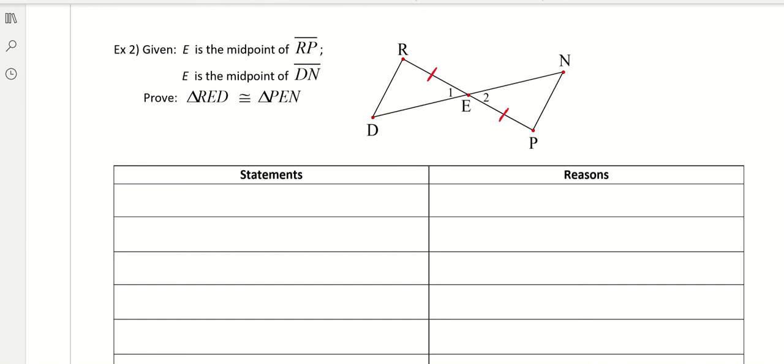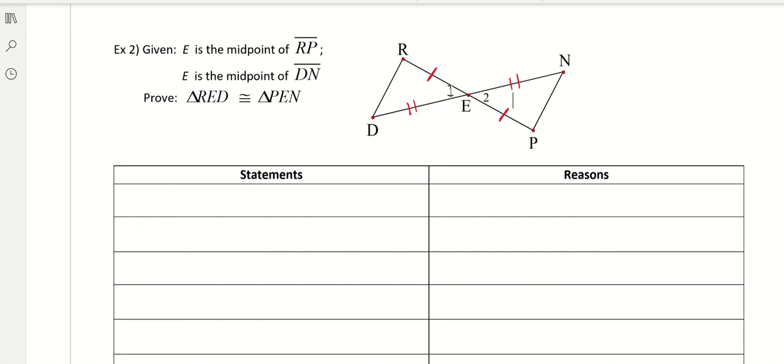Our other given information, E is the midpoint of DN. So here's E, here's DN. What does it mean for E to be the midpoint of DN? It means, well, 2 tick marks, 2 tick marks. It means that DN's been bisected, meaning DE is congruent to EN. So we have a second pair of sides that are congruent. We are building a case to show that RED is congruent to PEN, and we are doing that through congruent sides and congruent angles. What else is going on in this figure? Just look at it, see what you can figure out.